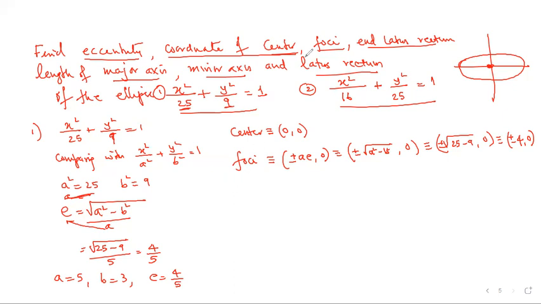Then comes, after foci, the end of the latus rectum. Remember, this part will be the same: ae comma plus or minus b square upon a, and minus ae comma plus or minus b square upon a. There are two ends. This side also one latus rectum, this side also one latus rectum. So ae is already calculated as 4, b square is 9 and a is 5, so 9 by 5.